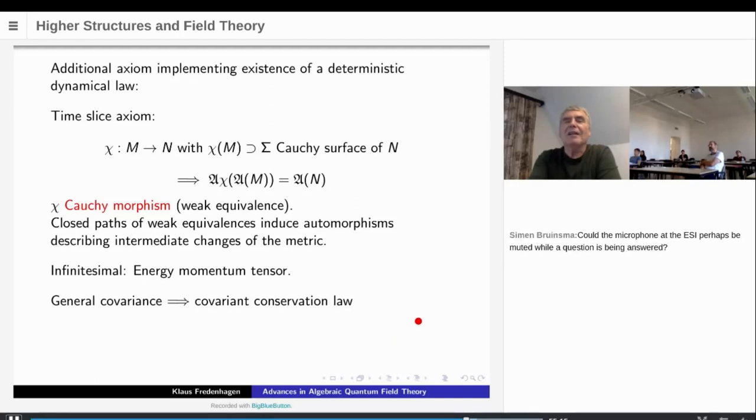Okay, so this is what I wanted to tell today. Tomorrow I will then come to another problem, namely how to specify a given theory. So this is an axiomatic characterization of the framework, but it does not specify a given theory. So tomorrow I will concentrate on ways of specifying a given theory in this framework. Thank you very much for your attention.